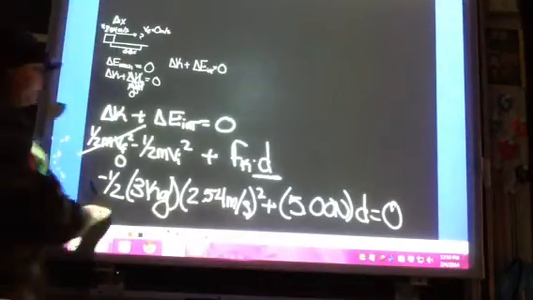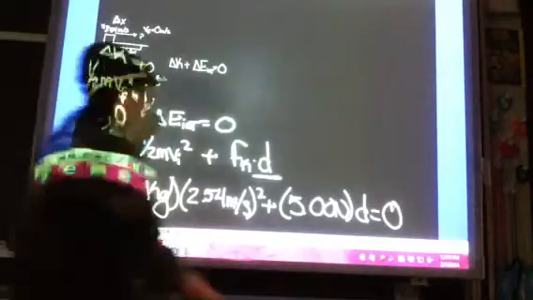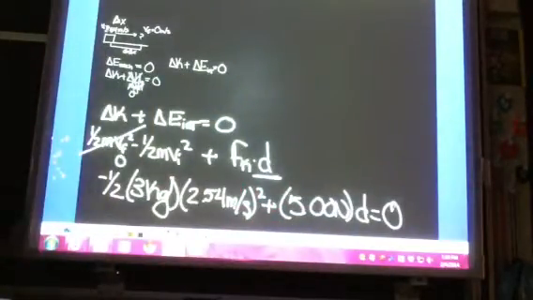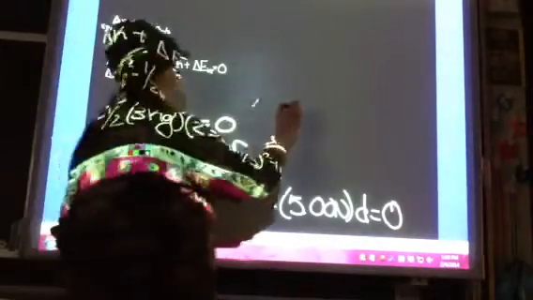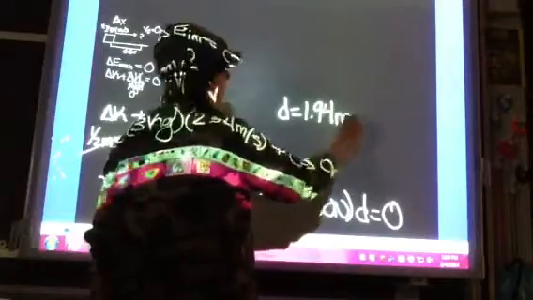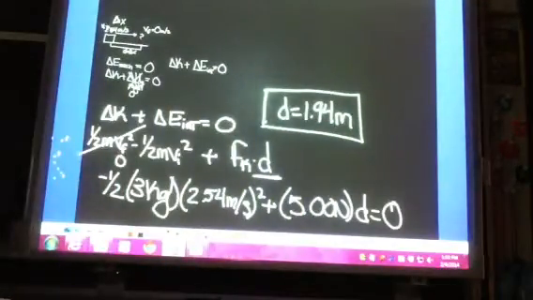So if I do my math here and simplify this, since this is a negative, I'll add it over to this side. If I then divide by 5, we should get our displacement to be 1.94 meters. So that should be our answer for B.